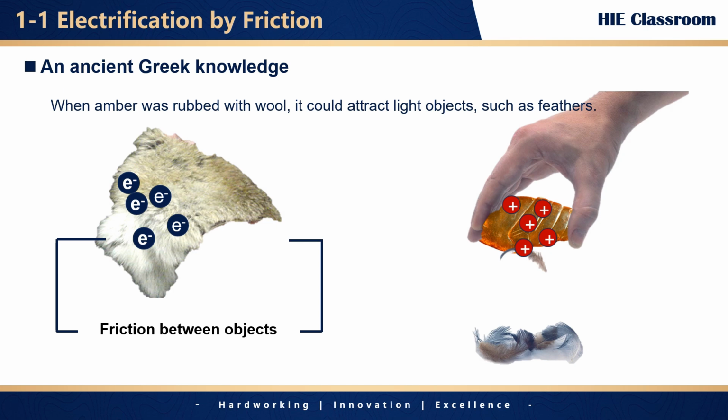And here is a fun fact. The word electricity actually comes from this discovery. Why? Because in Greek, amber is called electron. So in such a way, electricity all started with a little rubbing and a lot of curiosity.